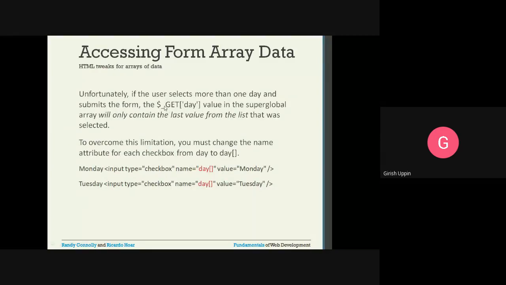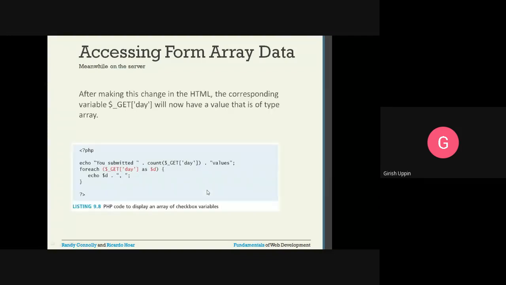But if the user accesses it like this, the value in the superglobal array will only contain the last value from the list that was selected. To overcome this limitation, you must change the name attribute for each box from day to day square brackets. Now it will be sent as an array, so you will have all the values. After making the change, the corresponding variable $_GET day will now have a value of type array. Now you can iterate using foreach.